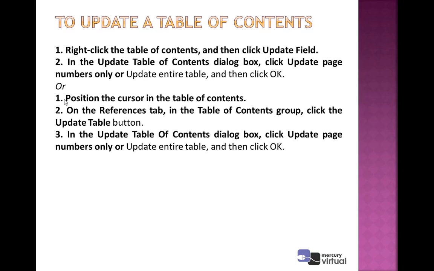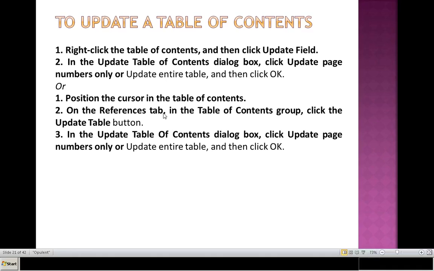Position the cursor in the table of contents, on the References tab in the Table of Contents group. Click the Update Table button. In the Update Table of Contents dialog box, click Update page numbers only or Update entire table and then click OK. So the second and third points are the same, but the method is different. Either you can right-click on the table of contents or you can go to the References tab. The last option is the same for both.